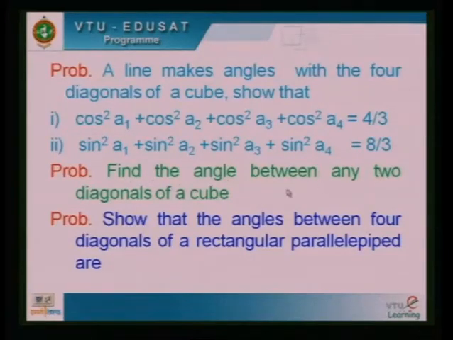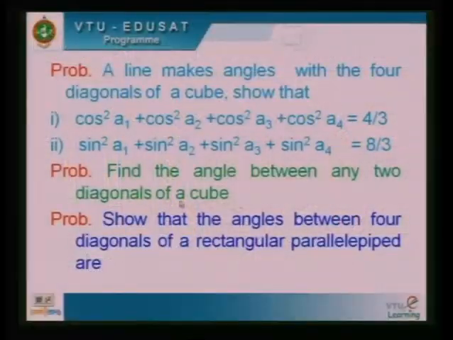Find the angle between any two diagonals of a cube. This problem I had already explained in detail in the above case, that is cos square alpha plus cos square beta plus cos square gamma plus cos square delta is equal to 4/3, and the same thing in terms of sine is equal to 8/3. In my previous lecture I had already explained. Now I will take the help of that problem once again. I shall discuss the angle between only two lines, not all four diagonals of a cube, but the diagram is a cube.